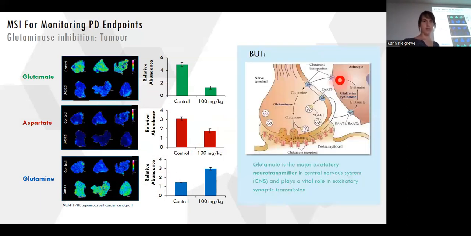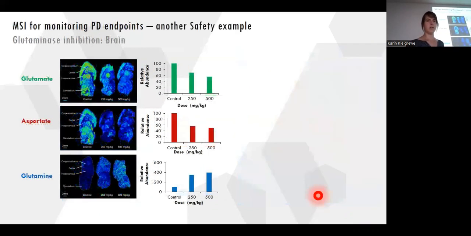But the problem with this is, I mean, this looks amazing. Let's give it to patients. The problem is that glutamate is also a major neurotransmitter in the brain. So the question was then, okay, is it safe to give this to a patient? Because if it messes around with our brain, this is again a safety concern, and we don't really want to progress a drug that is doing that. So they have then given the drug to mice again and looked at the changes of glutamate, aspartate, and glutamine in brain, and we do see the same changes.